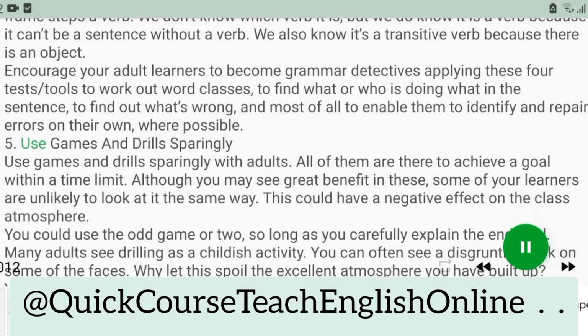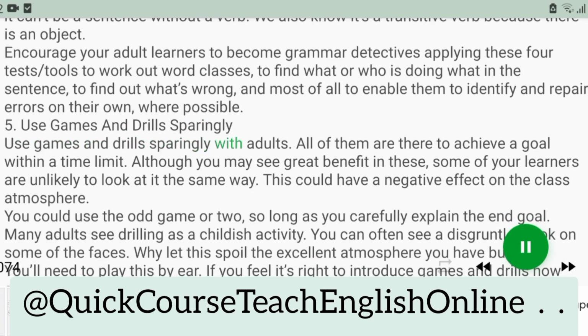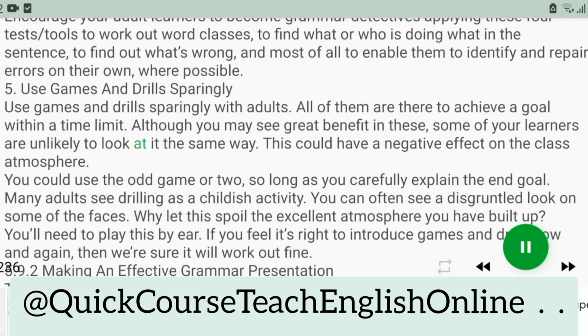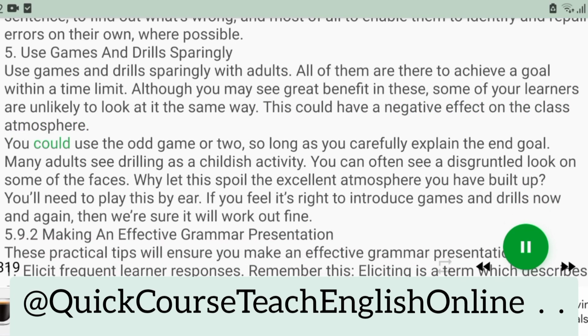5. Use games and drills sparingly. Use games and drills sparingly with adults. All of them are there to achieve a goal within a time limit. Although you may see great benefit in these, some of your learners are unlikely to look at it the same way. This could have a negative effect on the class atmosphere. You could use the odd game or two, so long as you carefully explain the end goal.